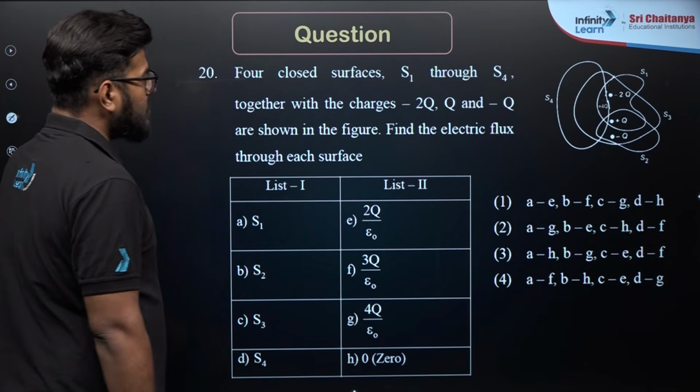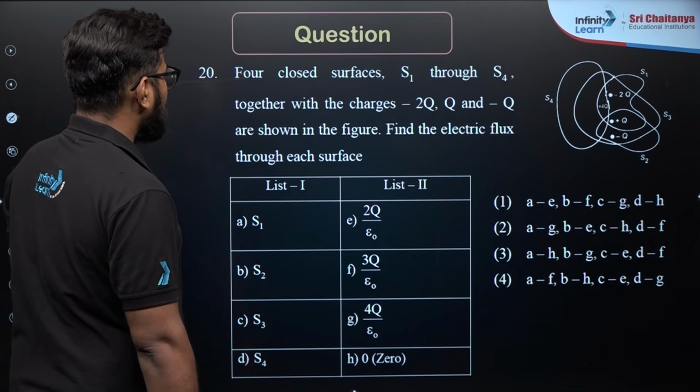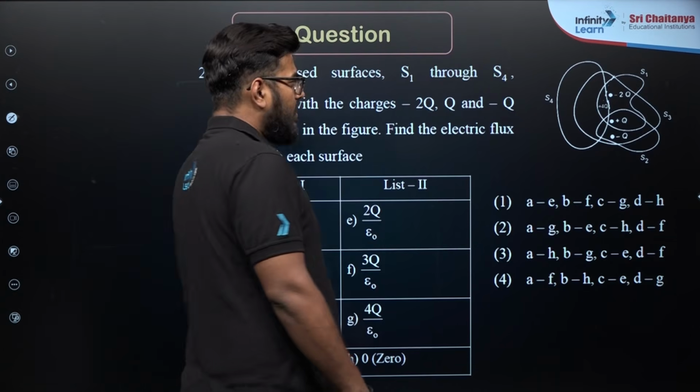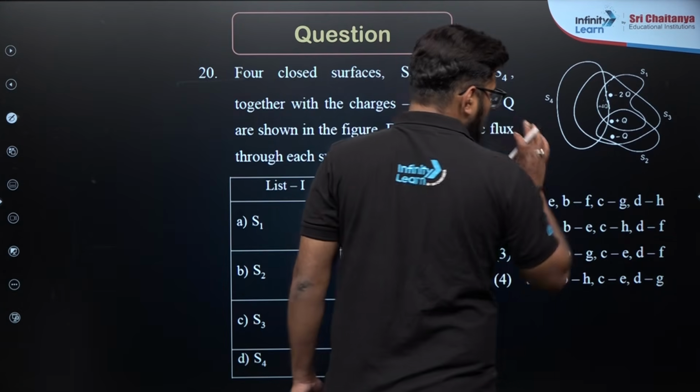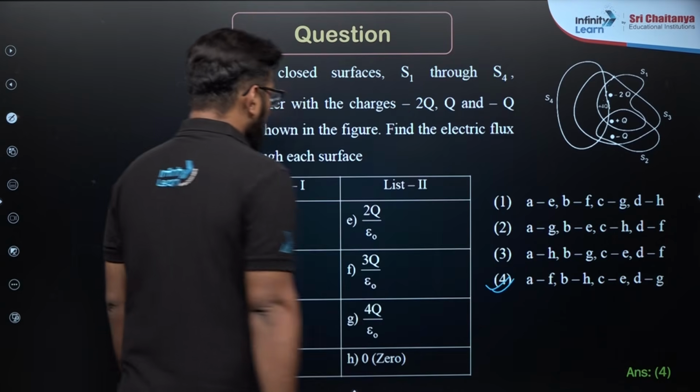4 closed surfaces S1, S2, S4, together with the charges minus 2q, q and minus q as shown, the electric flux. I think this is a simple one. You just need to talk about the enclosed charge, and based on that you will be able to solve it and just match the column. Option number 4 will be the correct answer over here.